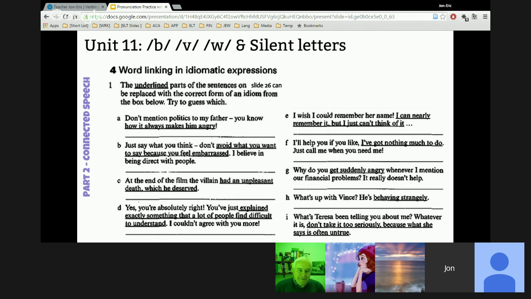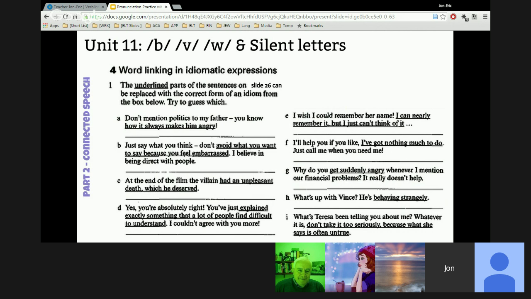Is that clear? Okay, good. If you really want to make sure you understand, you should probably write these in the chat window so that I can see that you got it right. So number one is: don't mention politics with my father. It's like a red rag to a bull.